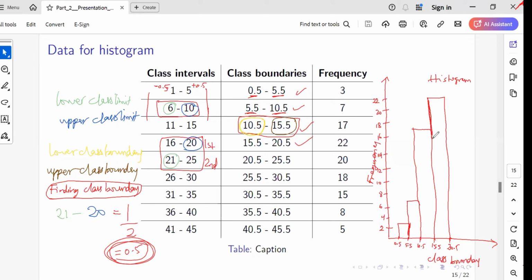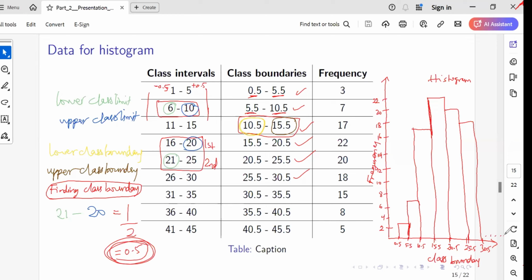The next one is 20.5 to 25.5, and the frequency is 20. So I come here and then down. The next one is 25.5 to 30.5. Frequency is 18, so I look for 18 and then come all the way down. Great, so we'll continue for the others. I don't have space, I can't do it.